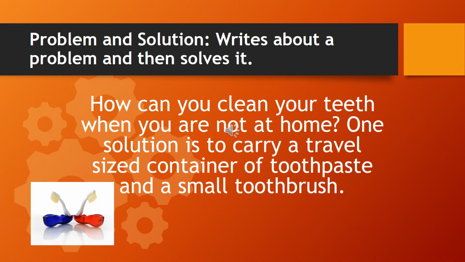The last text structure is a problem and a solution text structure. It writes about a problem and then solves the problem for you. For example, how can you clean your teeth when you're not at home? One solution is to carry a travel-sized container of toothpaste and a small toothbrush. Notice that they told you right up front what the problem was, and then they solved it for you.